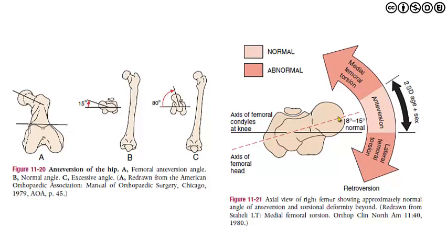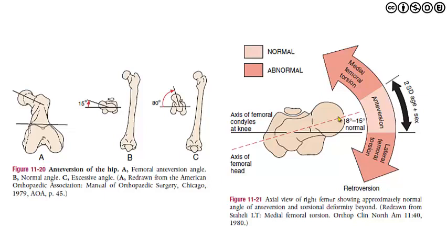So this image, again, shows you that normal degree of anteversion. It's somewhere between 8 and 15 degrees. If you fall below that, we consider that to be retroversion. If you fall above that, again, that's the excessive degree of anteversion. The anteversion angle is found in relation to the femoral head and neck as it relates to the femoral shaft. And so some folks will refer to this as a torsion. It is somewhat a torsional deformity.